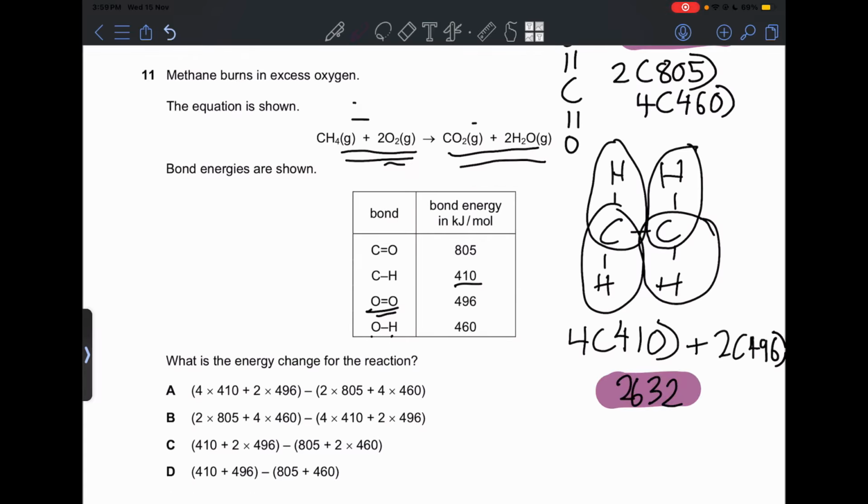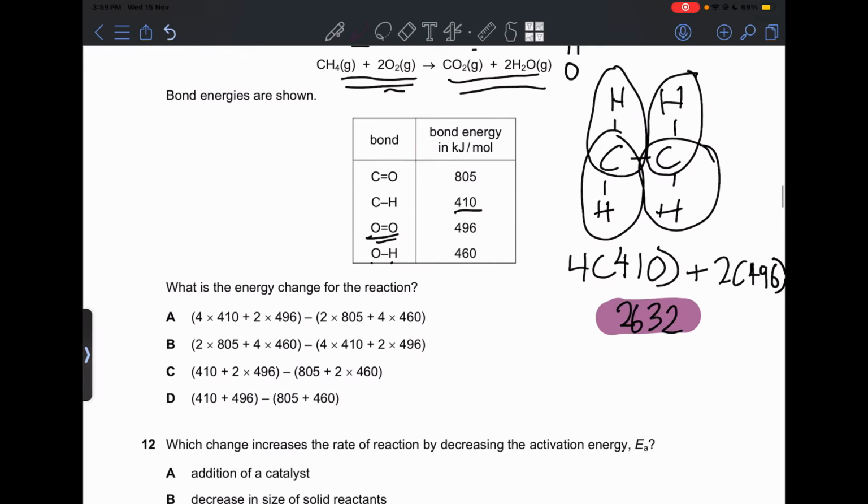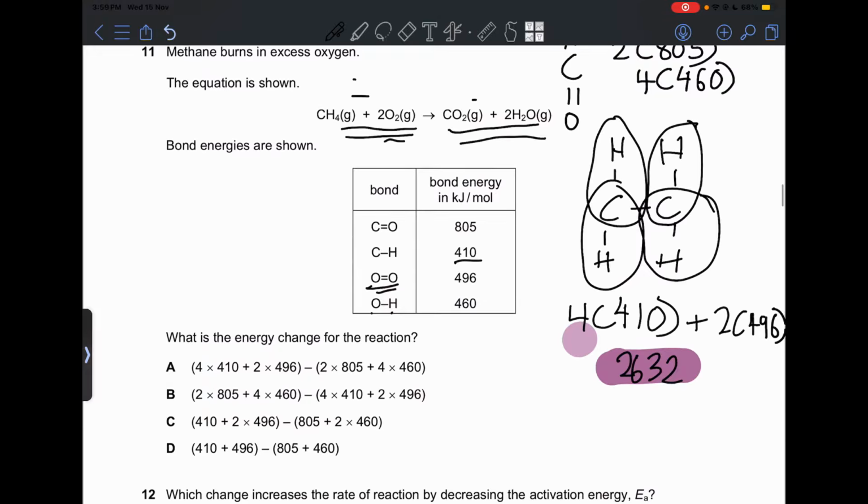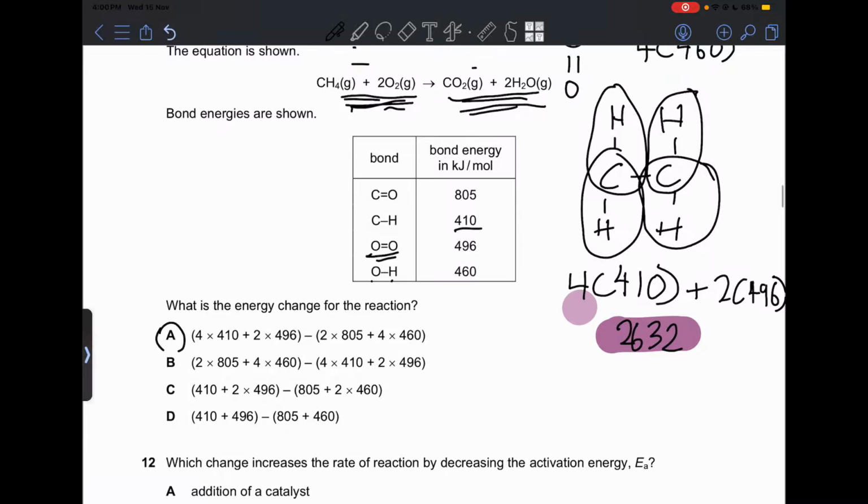So over here in our options, we can see that this is just what we have. I have made 4 multiplied by the 410 plus 2 times 496. This is the exact same thing that I've done, and you're going to minus, as I said, you're going to subtract the right side from the left side, as I just explained. So our answer is going to be A.